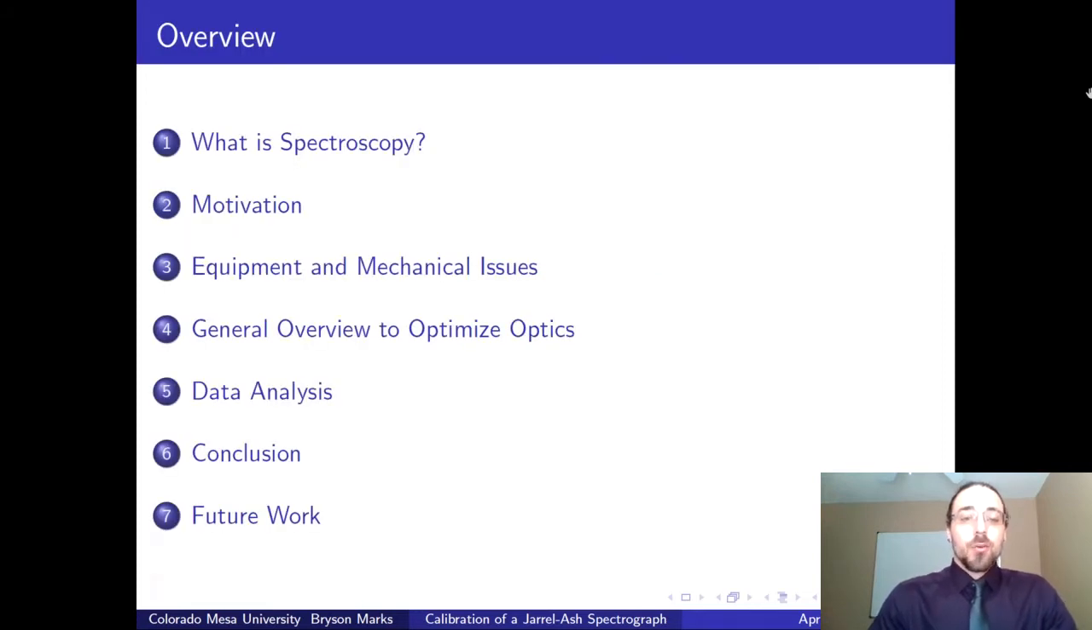So a little overview: what is spectroscopy, motivation behind my project, the equipment and the mechanical issues associated with that equipment, general overview on how I optimize the optics, the data analysis portion, how I got the data, and how I analyze the data. I will conclude and then talk about my future work.